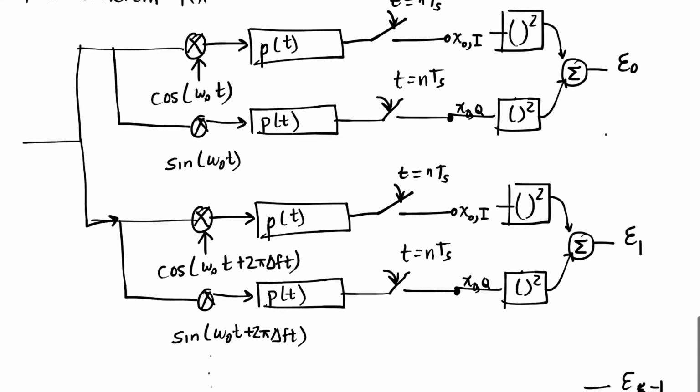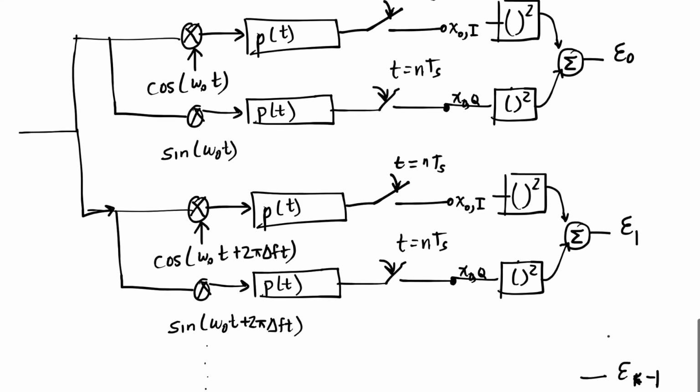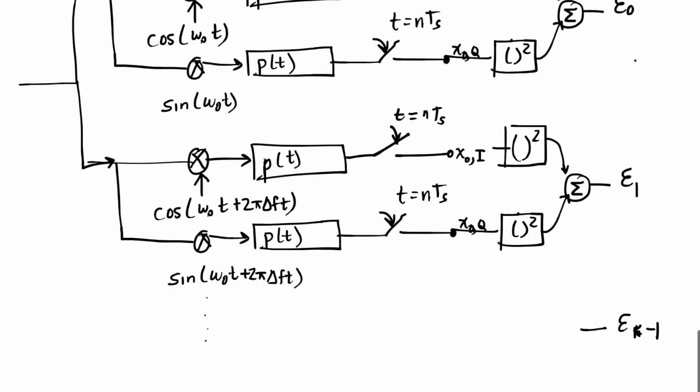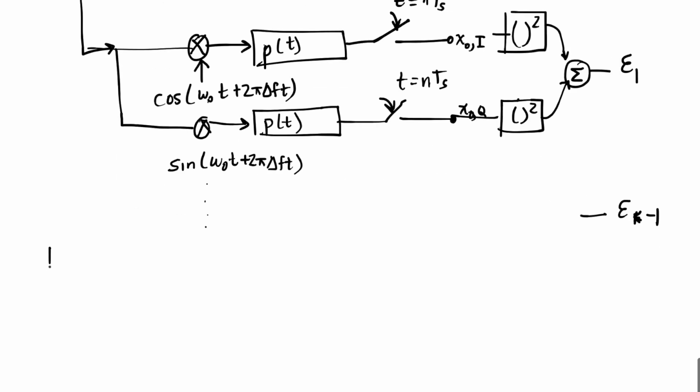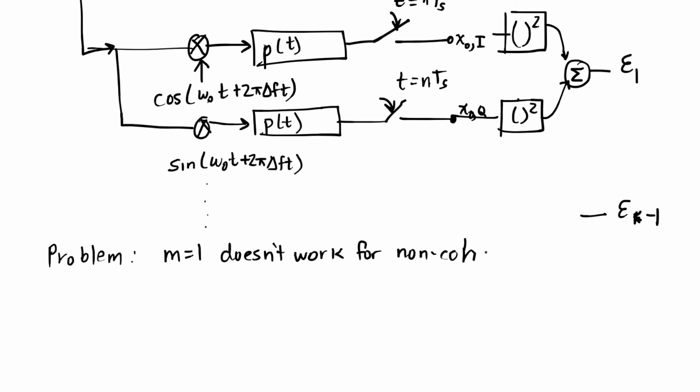But all of these energy values are going to go in our decision block. Our decision block is going to be based on these energies. So the problem with the non-coherent receiver is what I mentioned earlier, that m equals 1 doesn't work for the non-coherent receiver. And that has to do with having both the sine and cosine be orthogonal at neighboring frequencies. So the outcome of this exercise is to tell you what delta f, the shift, is.